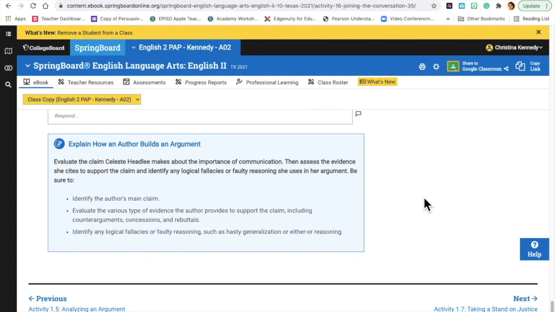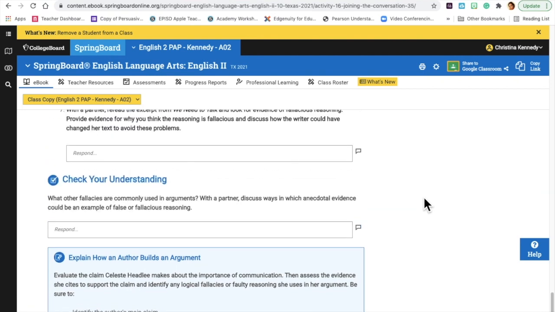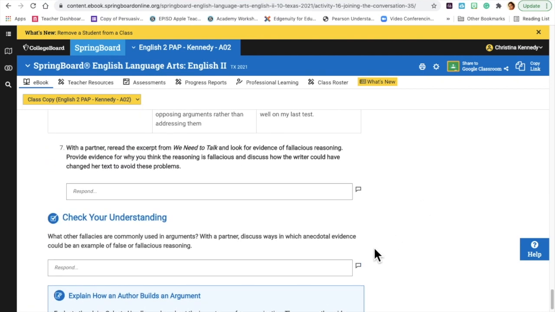So from there, you don't have to do the explain how, but just go ahead and get all of that up to the check for understanding.